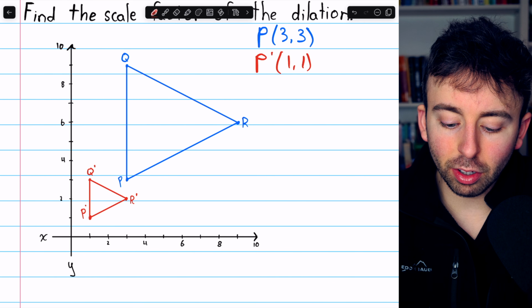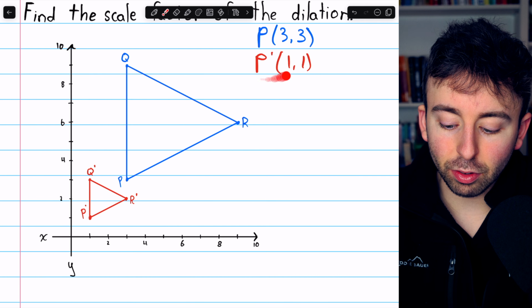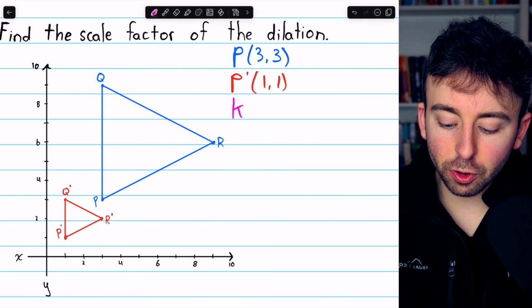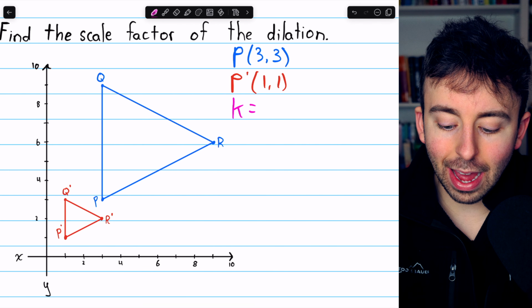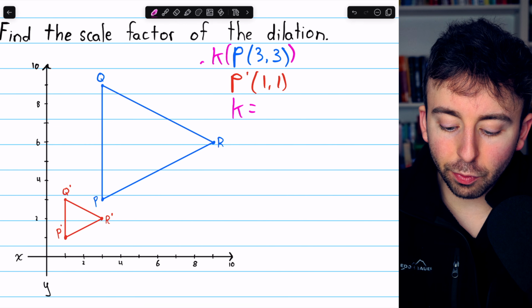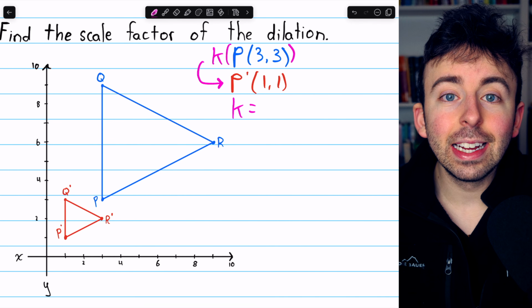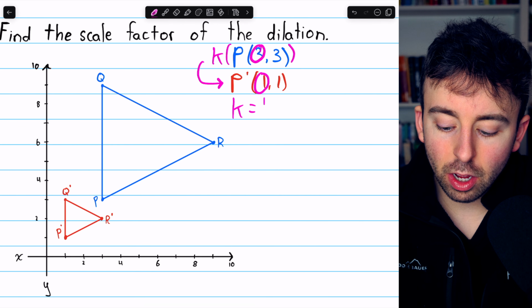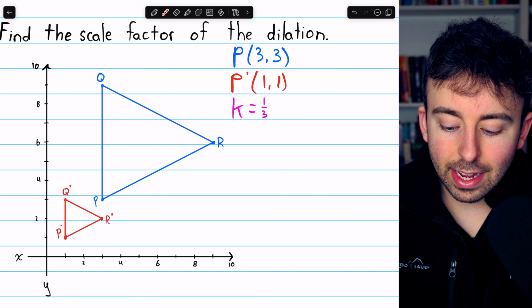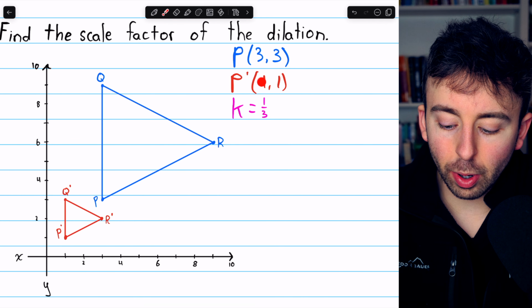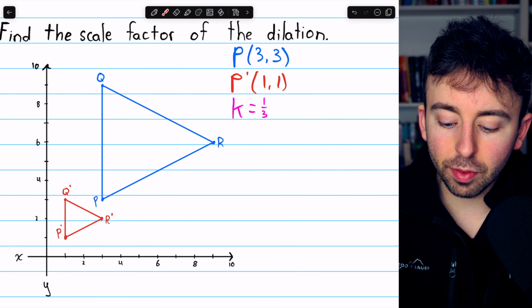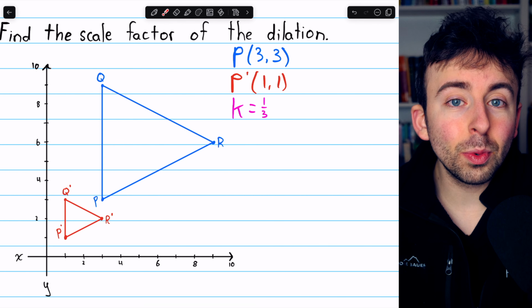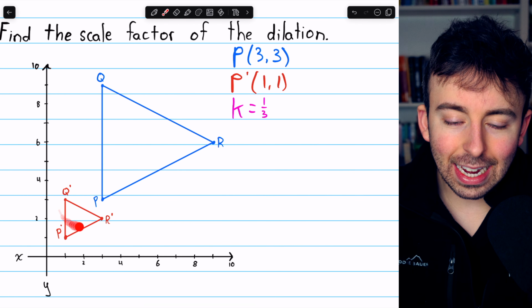From this information, just the coordinates of a point in the original and its transformation after the dilation, we can find the scale factor. Then the scale factor k is just the number we would have had to multiply the first point by to transform it into the second point. Clearly, to transform 3 to 1, the scale factor must have been 1/3. All we're doing is taking the x-coordinate from the transformed point and dividing it by the x-coordinate of the original point. We could have also done this with the y-coordinates, or we could have done this process with any other pair of corresponding points in this dilation.